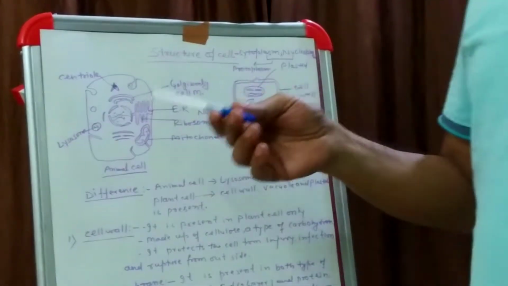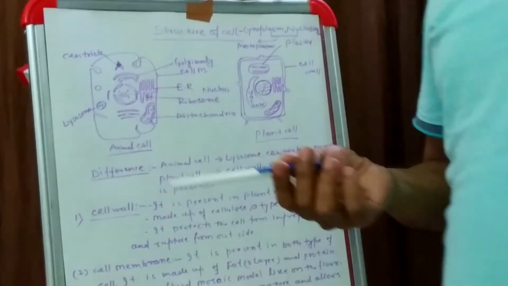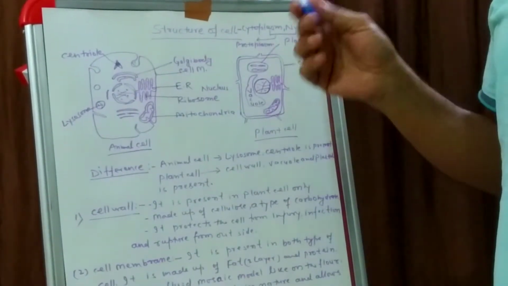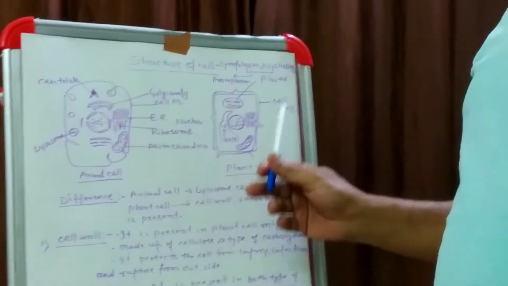Today I am going to discuss the structure of the cell. As we know, cells are of two types, animal cell and plant cell. But the basic structure in these two cells is the same. Some differences are there between the animal cell and the plant cell.